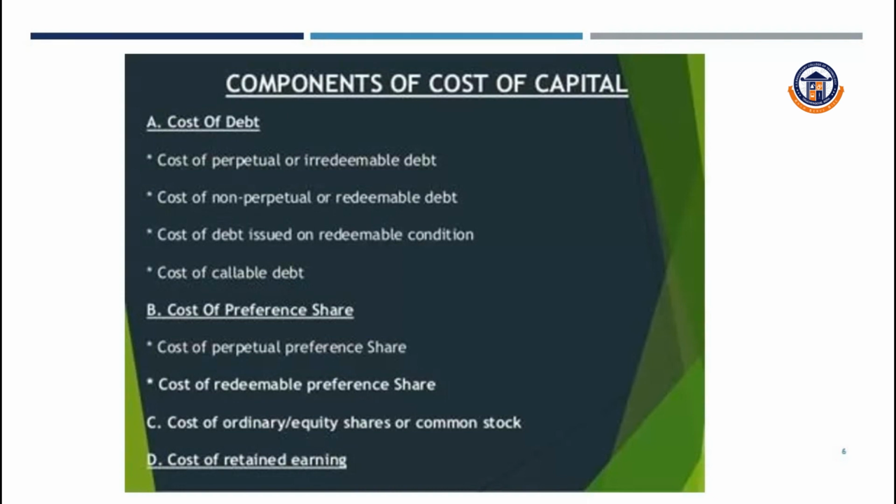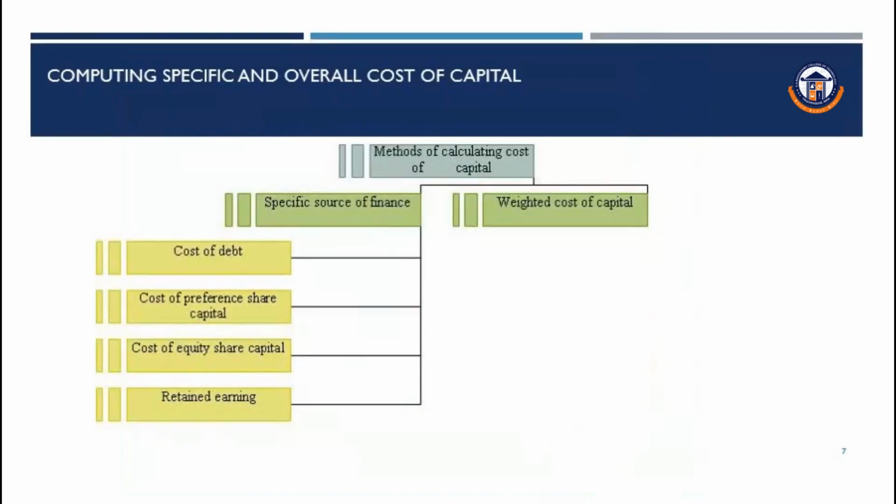Next one is computation of specific and overall cost of capital. We have two methods of computation of cost of capital. First one is specific source of finance, then second one is weighted average cost of capital, that is WACC. So in specific source of finance, we have the cost of debt, cost of preference share capital, cost of equity share capital, and then retained earnings.